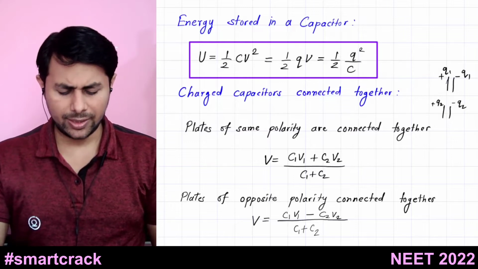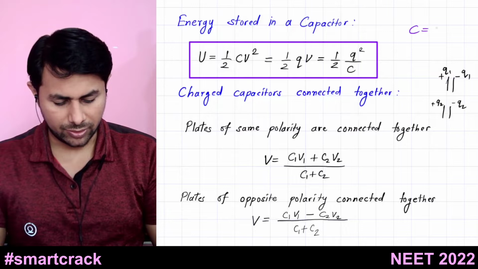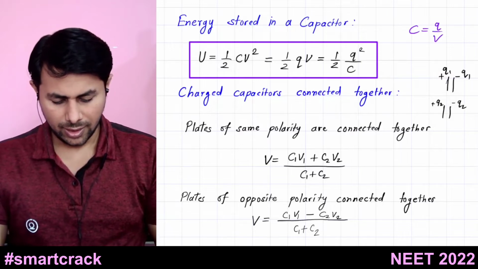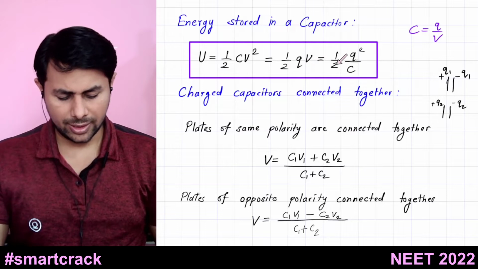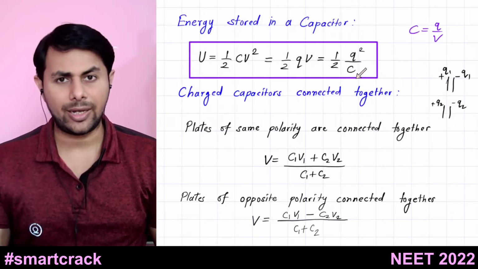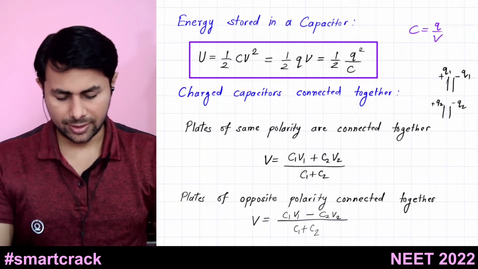It is half of C into V square. Okay, this is one formula. Then there is another formula. If you use the relation C is equal to Q upon V, you can find out this formula. It is half of Q into V, and also this formula, half of Q square divided by C. Okay, so that's the potential energy of a capacitor.